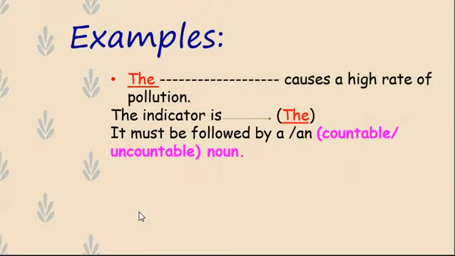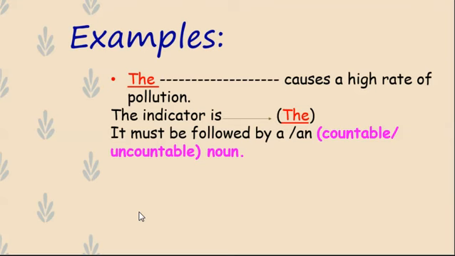The blank causes a high rate of pollution. The indicator here is "the." It must be followed by a countable or uncountable noun. So "the" here is an article that requires a noun. It hints to me that a noun is required, so a verb will be wrong, an adjective will be wrong, but I need a noun.